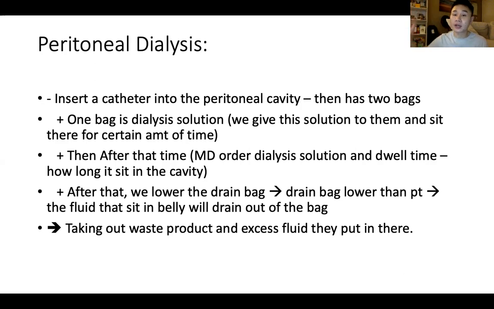After that, we lower the drainage bag so it is lower than the patient. This will lead to the fluid that sits in the belly draining out into the bag. So remember, we have two bags, right? One bag containing fluid that is ordered by the doctor, and the other bag is an empty bag. At first, we insert the fluid from the fluid bag into the peritoneal area of the patient, and then after the ordered time is finished, we lower the empty bag so that the fluid from the peritoneal cavity drains into it. This process takes out waste product and excess fluid.